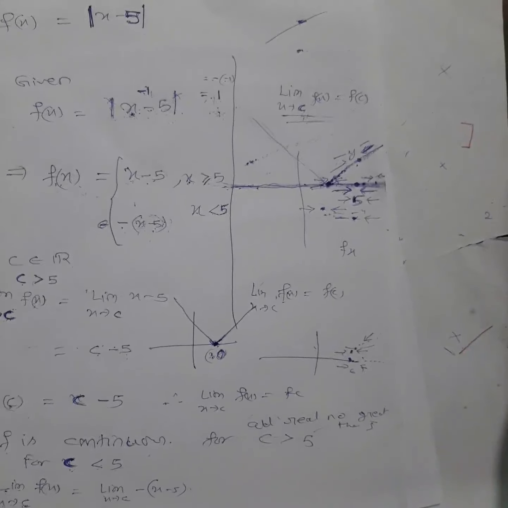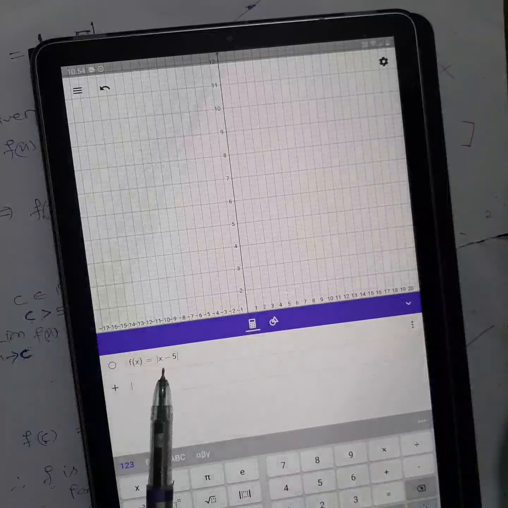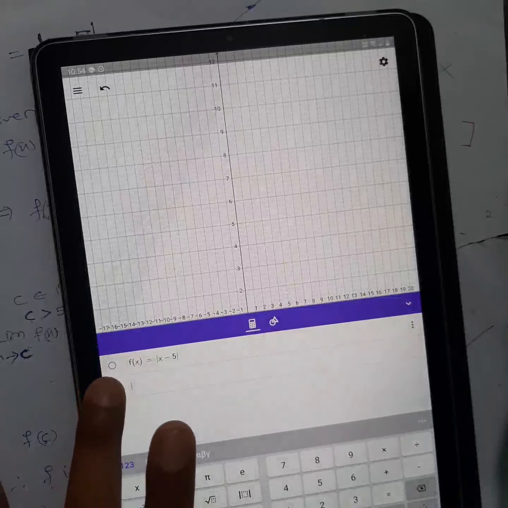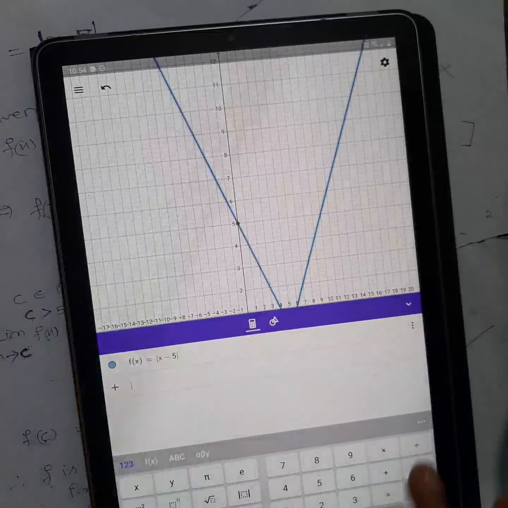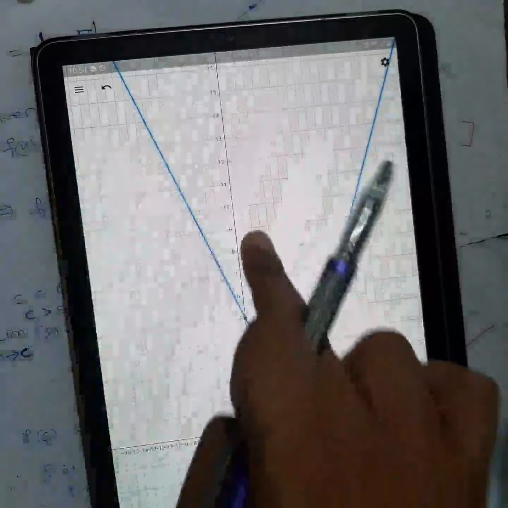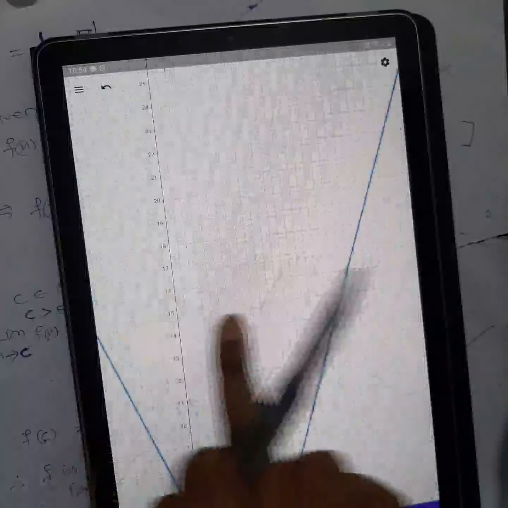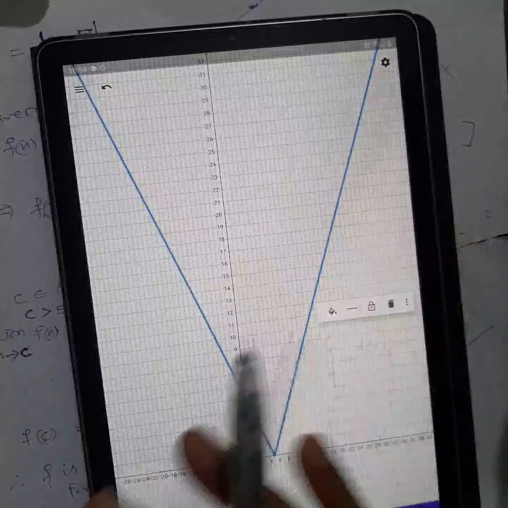Okay, and I will show you the graph also, you can see now. Here you can see the function I have already typed, f(x) equal to modulus of x minus 5. So when I draw the graph of this one, you will see that the graph will not break at any point. Can you see this graph? See this. The graph is not breaking at any point. So therefore it is continuous. So with a graph, it's very easy to find out whether it is continuous or not.